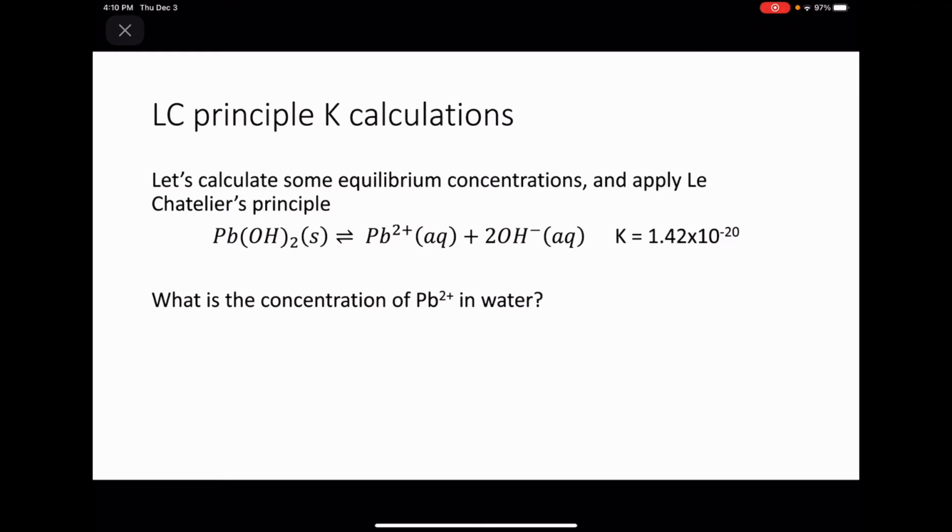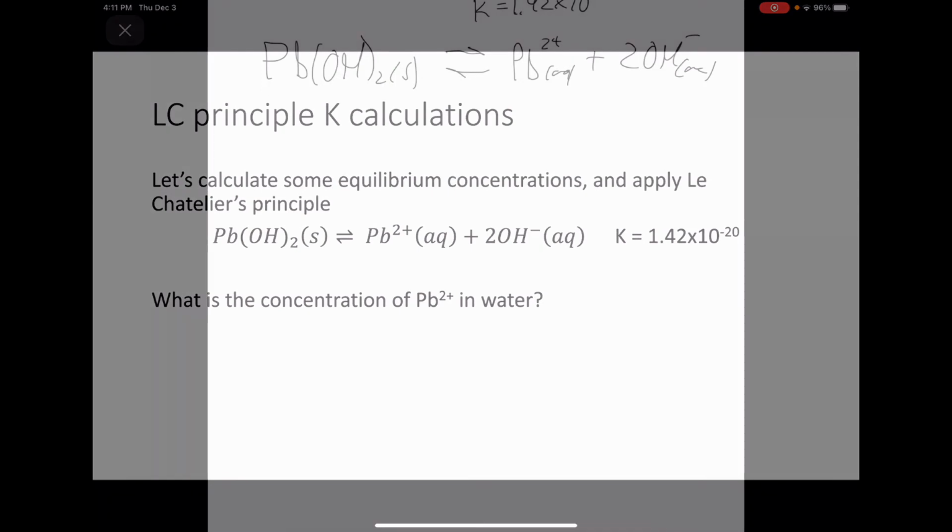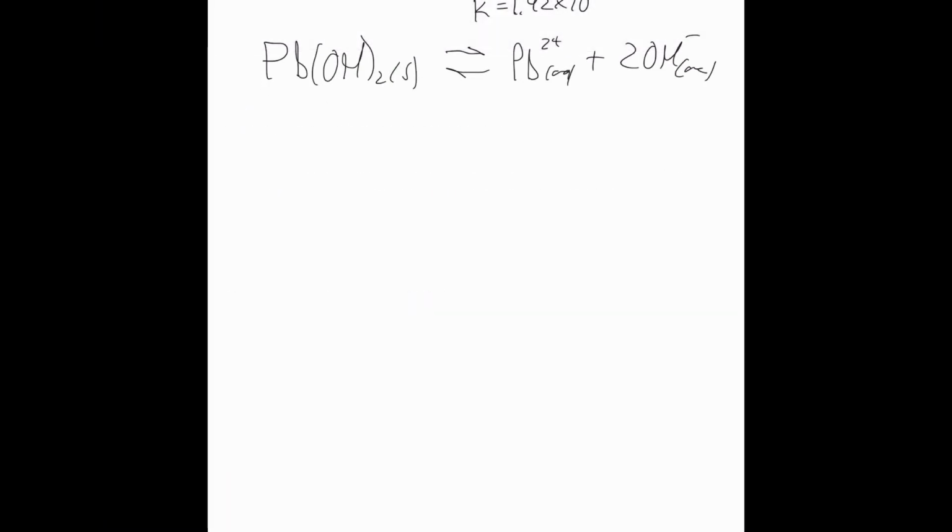What we want to know is the concentration of lead in water. Now we all know lead is not good. If you drink water that has lead, it's kind of poisonous. So we're going to do this calculation and then apply Le Chatelier's principle to it. All right, so we have our equilibrium set up with the lead hydroxide solid.